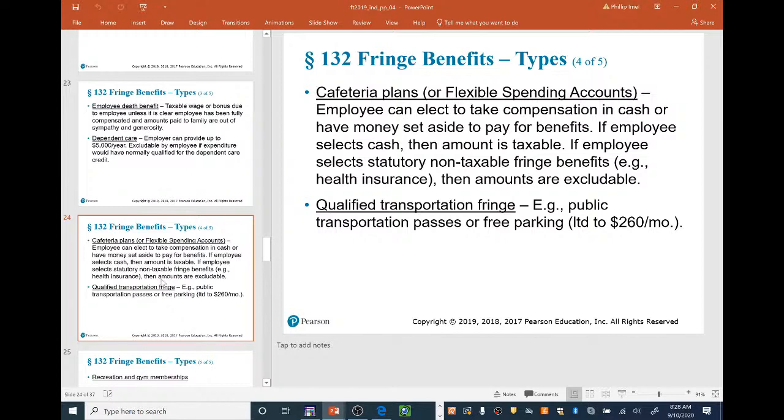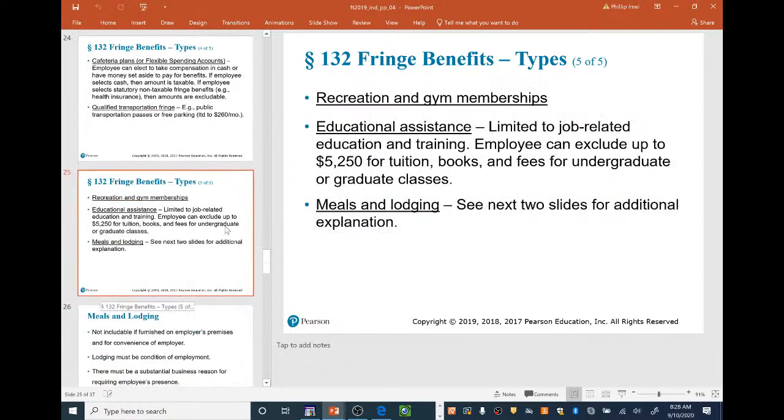Okay, a little more. Recreation and gym memberships, educational assistance. This is limited to job-related education and training. So the employee can exclude up to $5,250 for tuition, books, and fees for undergraduate or graduate classes. Next, meals and lodging. We'll talk more about this in depth on the next couple slides here.